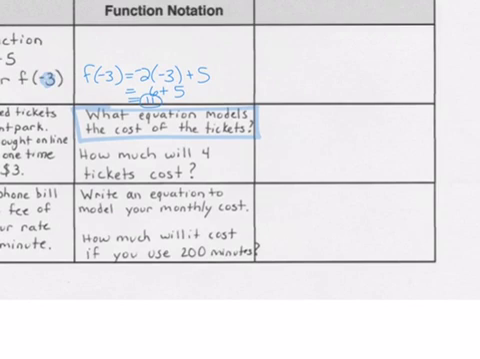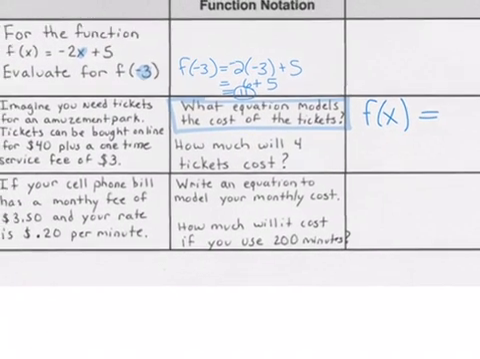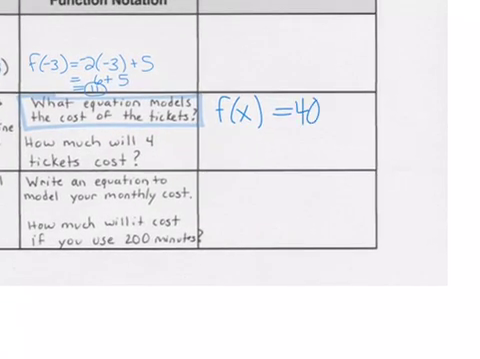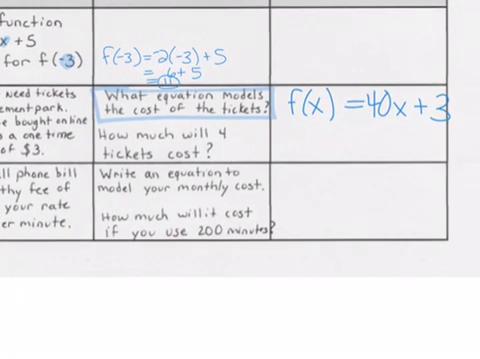So I could say something like f(x), we're going to use our function notation, equals, and it said it's $40 plus a one-time service fee of $3. 40x + 3. $40 per ticket and a $3 service fee.